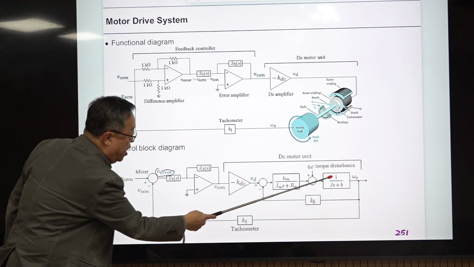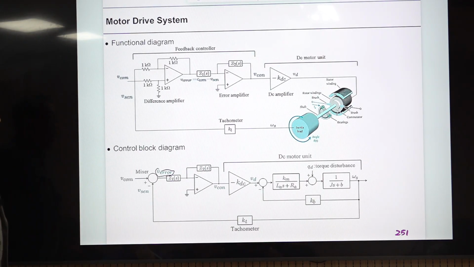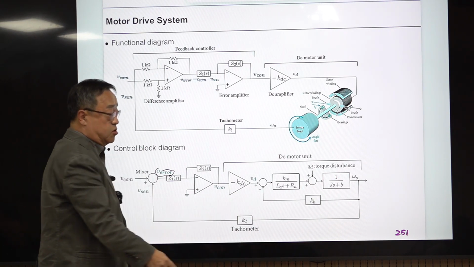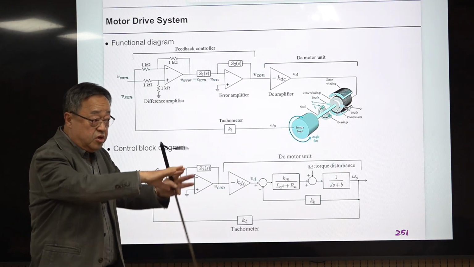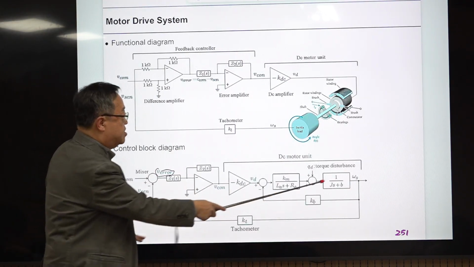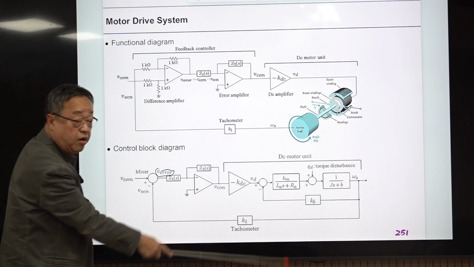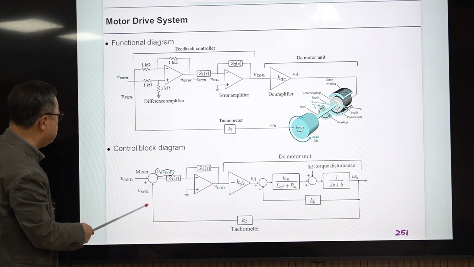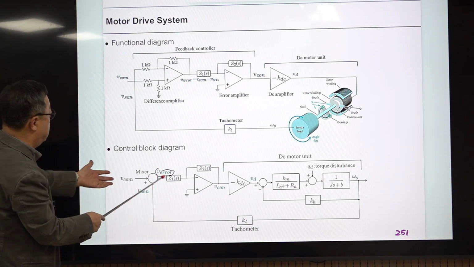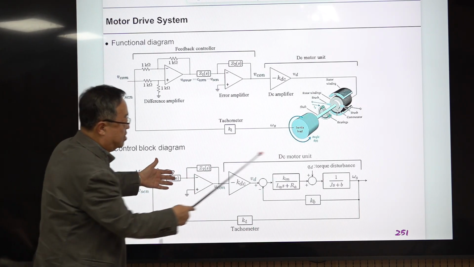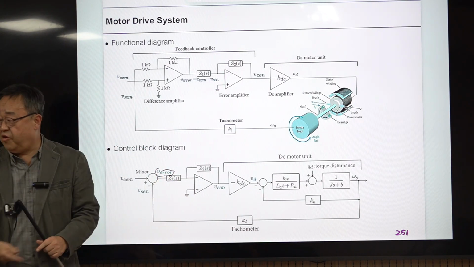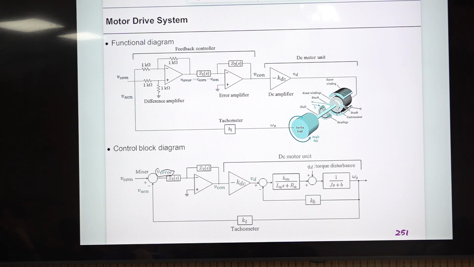Consider this whole thing as one functional block, and the output of this is the rotational speed of this one, the tire. This rotational speed is sensed by this tachometer, and that feedback signal is fed to the mixer, and that generates this error signal. It goes like this. This is the typical feedback system. This is very good to understand because this is closely related with the drive and control system of electric vehicles.